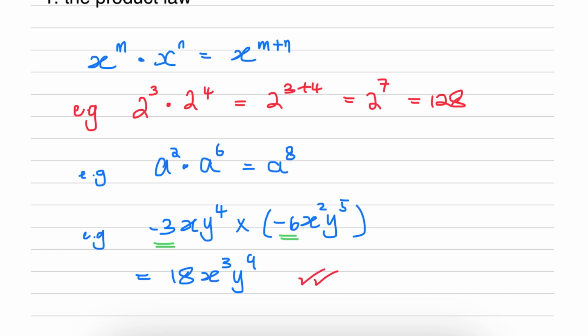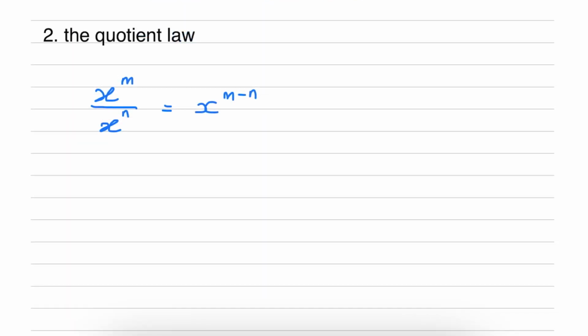Let's have a look at the next exponent law. Exponent law number 2, the quotient law. The word quotient means to divide. So x to the power of m divided by x to the power of n is equal to x to the power of m minus n.